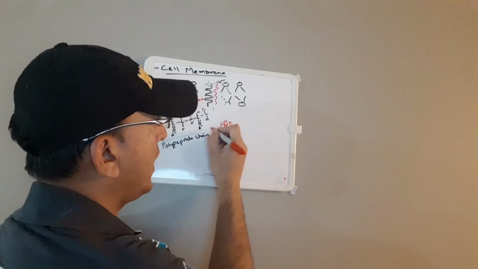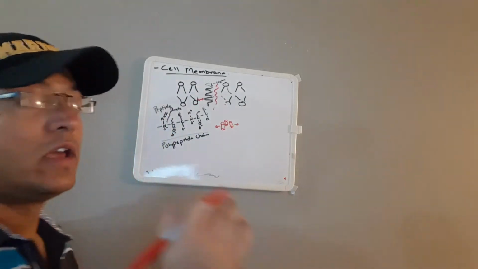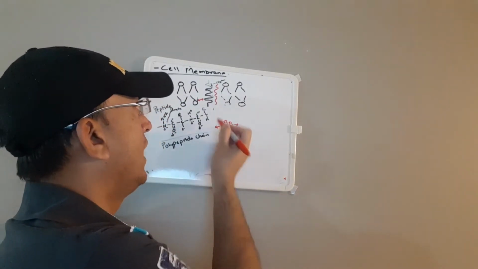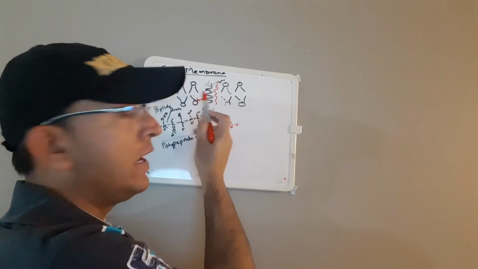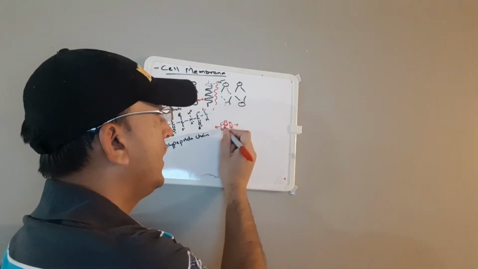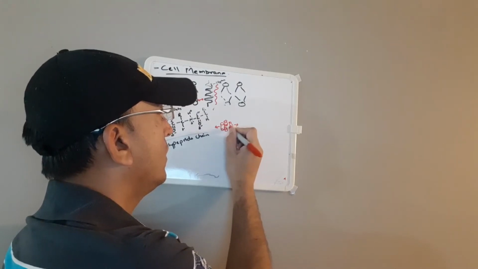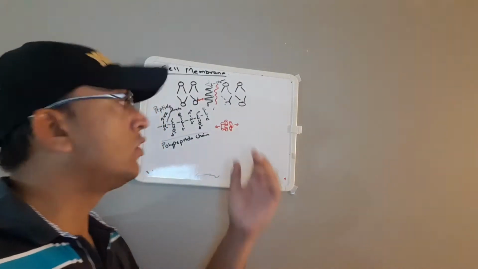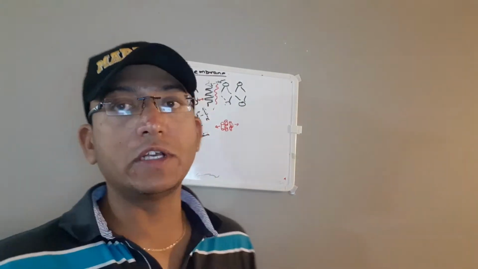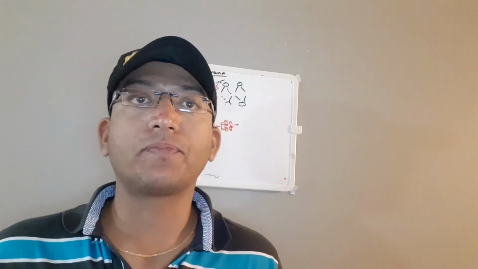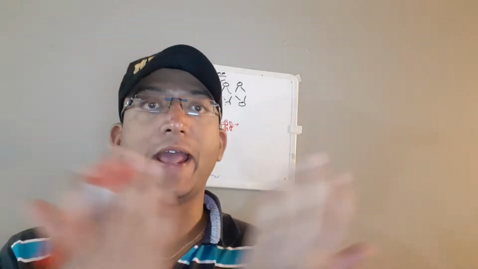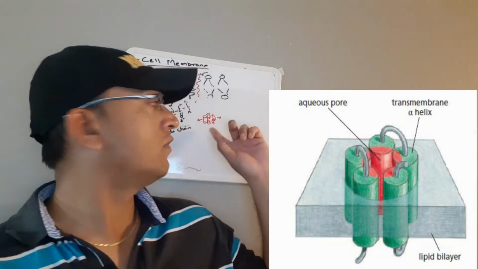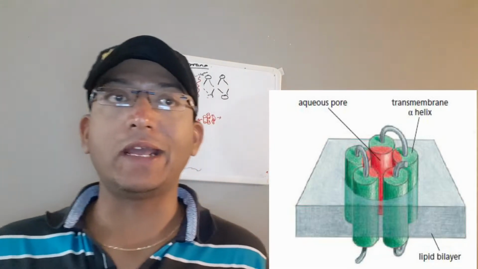So these sides are made of the hydrophobic side chains, and they are in contact with the hydrophobic lipid bilayer. But in the middle, there will be an aqueous pore, a channel to pass water molecules through this transmembrane protein. So it will form a water-filled channel. All right. On your screen, you will see a better picture for this. This is how the arrangement will be.